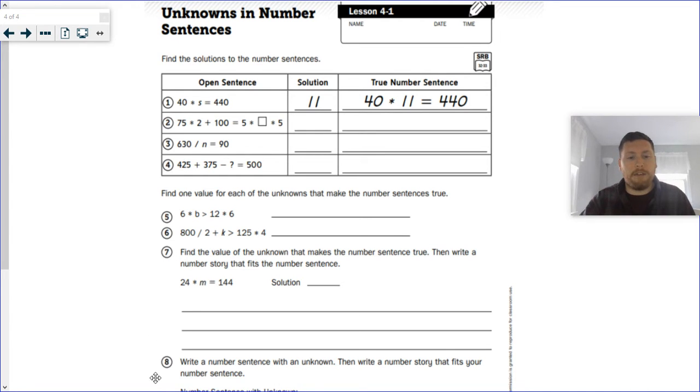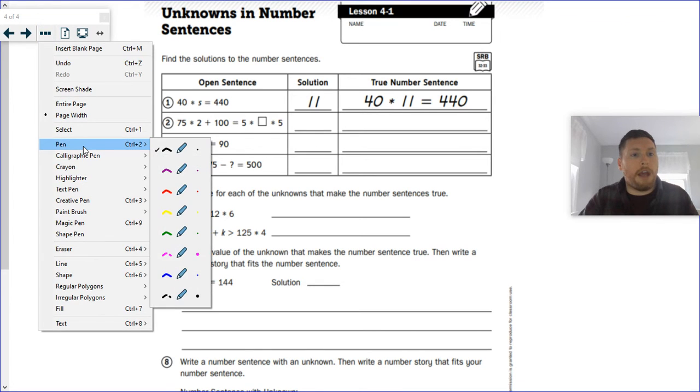And then finally, 7 and 8, these are number stories. In 7, they provide the open sentence for you with the unknown. You have to find the unknown value, and you have to write a story for it. In 8, they don't do that. You come up with your own open sentence with an unknown, and then you write your own story to go along with it, okay? All right.